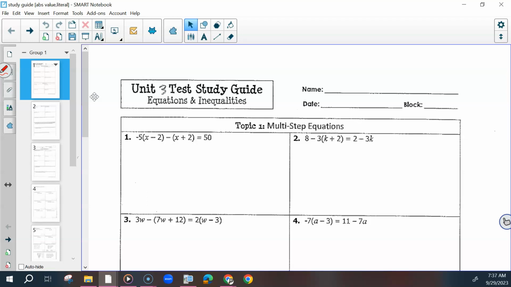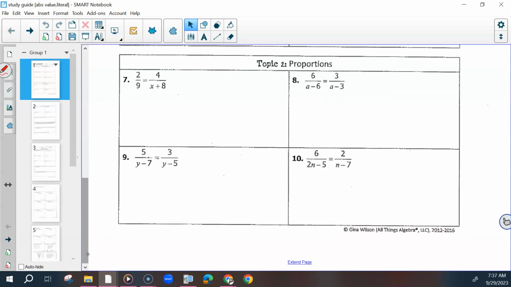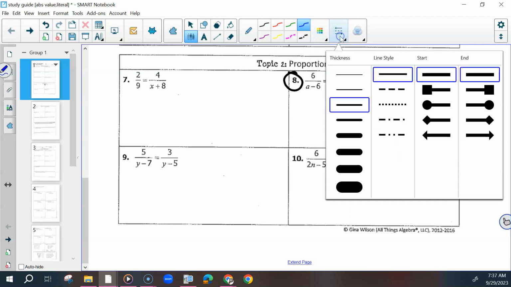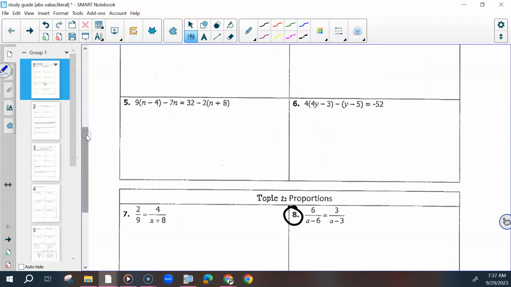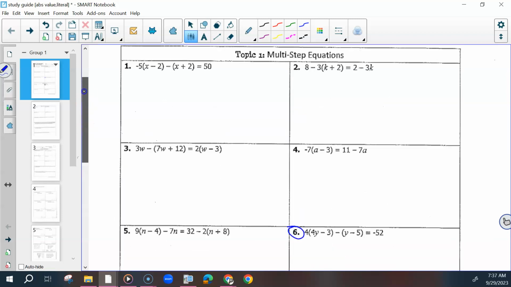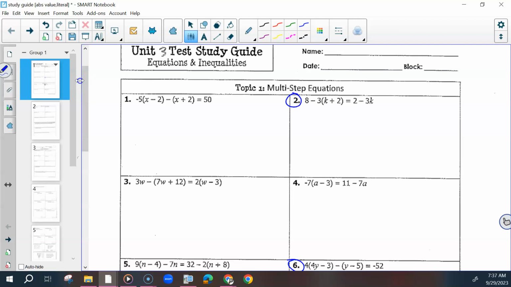Number 8. Most of the ones throughout this packet will look just like these ones, so if we don't feel like we need more practice than that, we can move on to the next objective, but it depends. So number 2, we have parentheses, so we can distribute first.